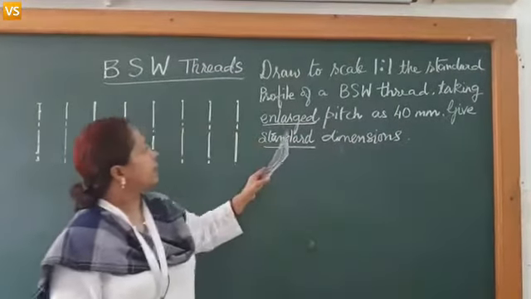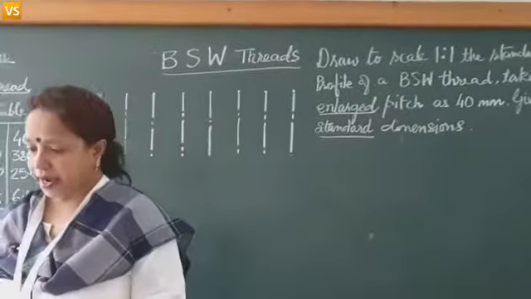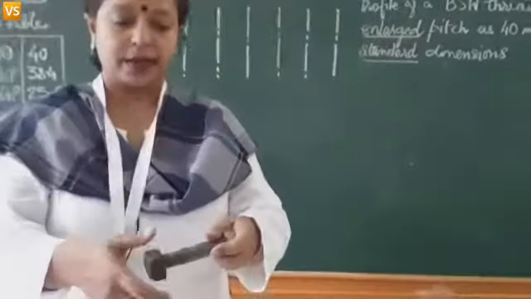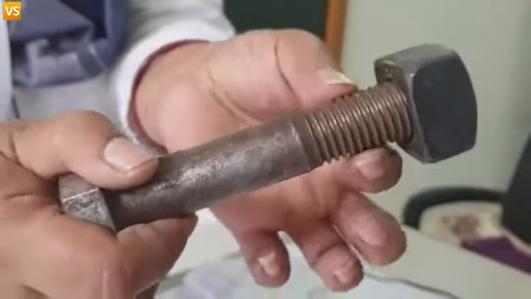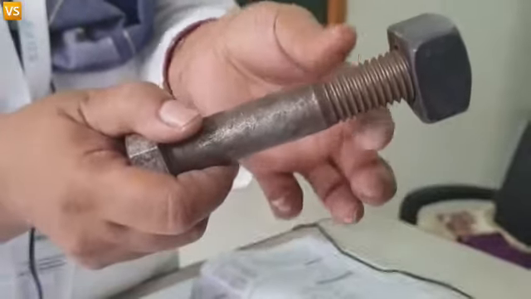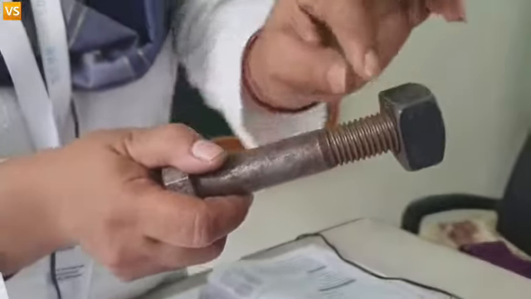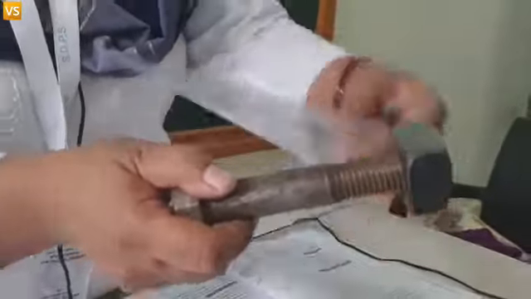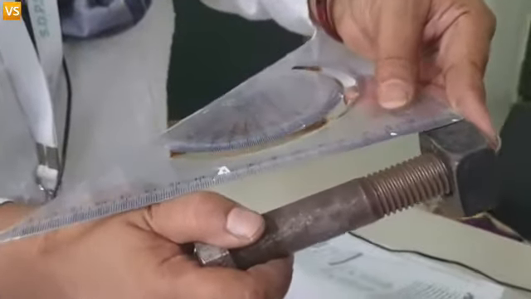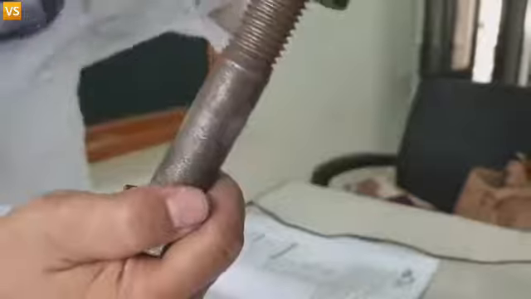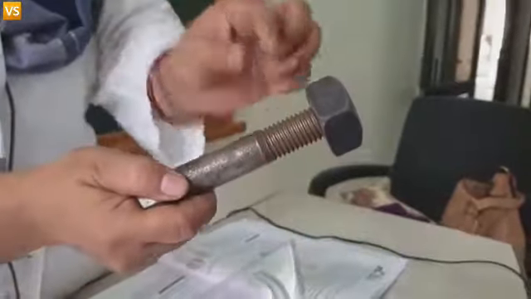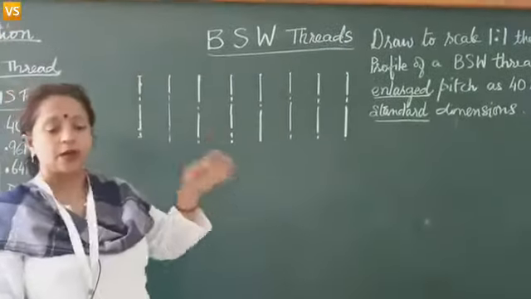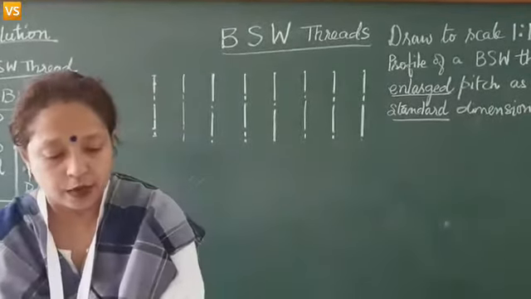Next thing, why we are saying enlarged pitch? The reason is you can see a thread is extremely small in size. When we say enlarged pitch, that means it is many times enlarged. 40 mm is a very big dimension. You can see even the entire threaded length is less than 40 in fact, and we are saying pitch, that means the distance from one crest to the next crest, or root to root, is 40 mm.